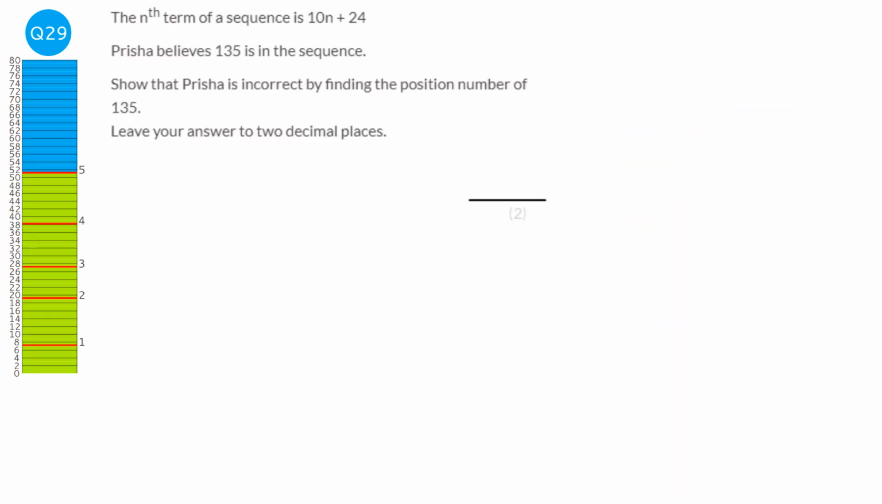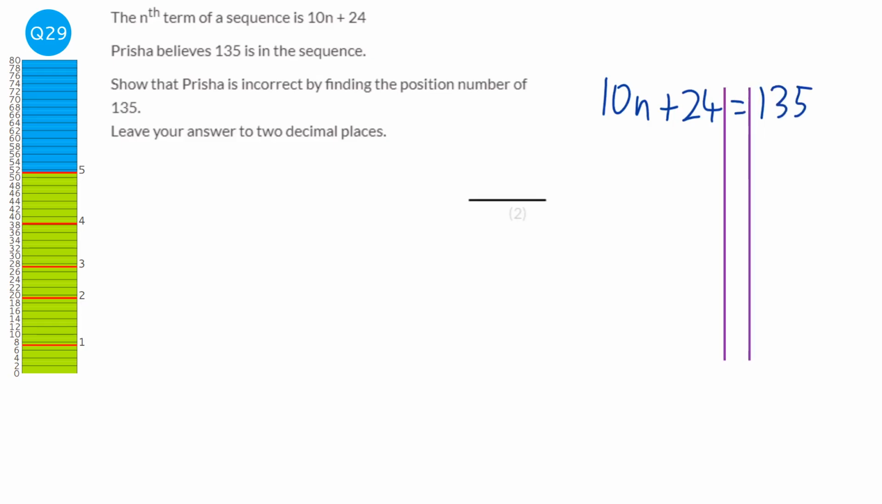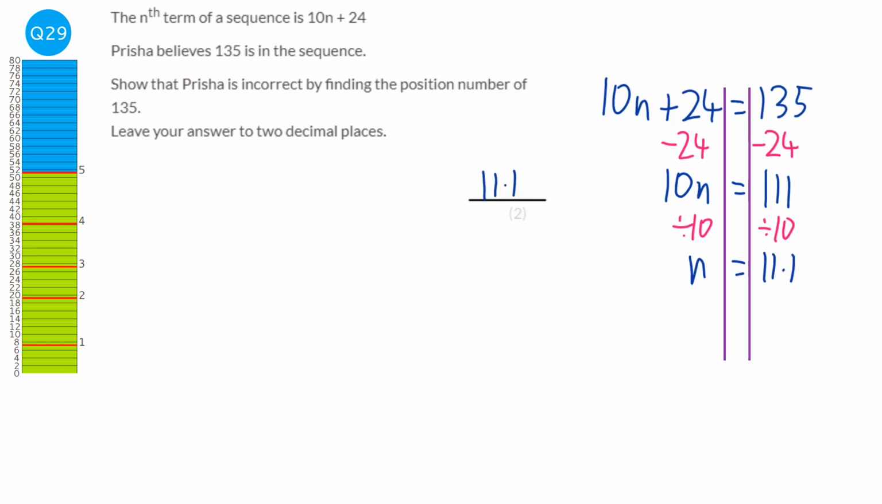To see if a number's in a sequence, we get the nth term and we get it equal to the number we think is in the sequence. And if the number is in the sequence, then we'll get an integer for n. If the number's not in the sequence, then we'll get a decimal. So we're just solving this now, and we're doing 135 take away 24, which is 111. And then we're going to divide both sides by 10, and you're probably already seeing the fact that it doesn't work exactly because n is 11.1, which means that Prism is wrong. 135 can't be in that sequence.